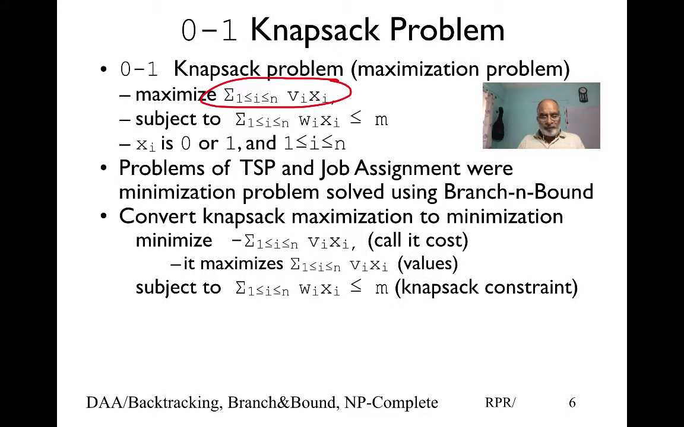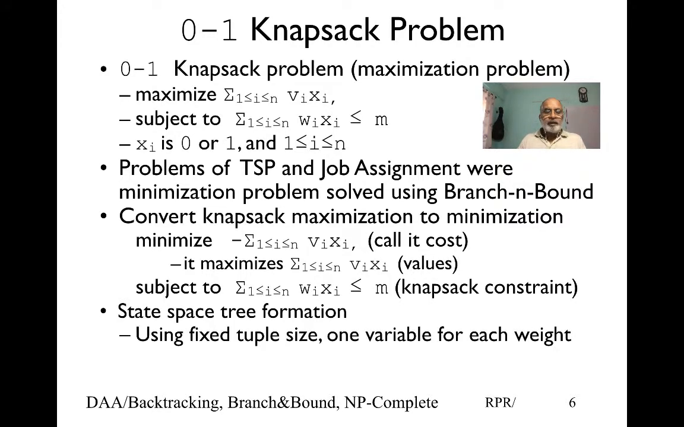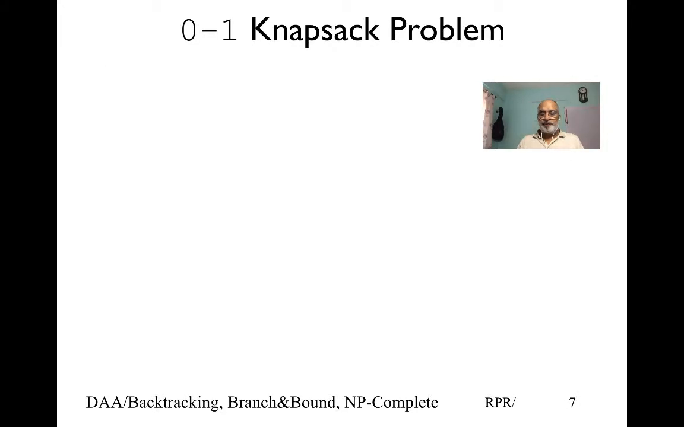Other constraints remain the same: the sum of all the weights should be less than or equal to the knapsack capacity. And how does our state space tree work? We can implement it in two ways, like what we have seen in some subset problems. Either we take a fixed tuple size, that means for each element we choose xi as 0 or 1, or we keep an index, in which case we have a variable tuple size, and we look at the indices of the weights.